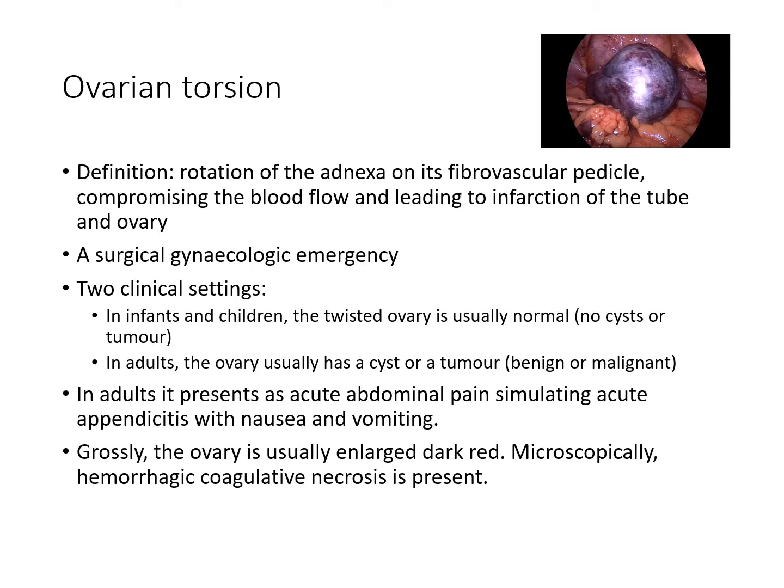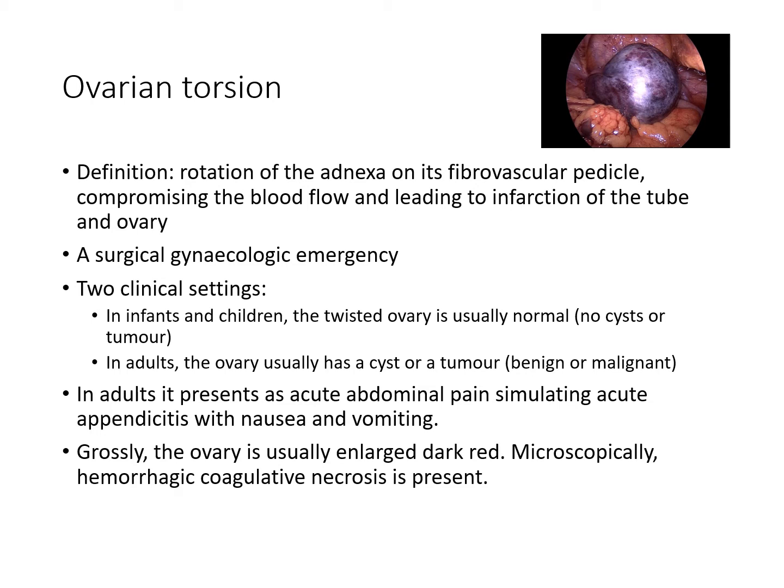Next, we look into ovarian torsion, which is a surgical gynecologic emergency. It occurs when the adnexa, which is the tube and the ovary, twist on its blood supply and thus reducing the blood flow, and this leads to necrosis and infarction of the tube and the ovary. It occurs in two clinical settings.